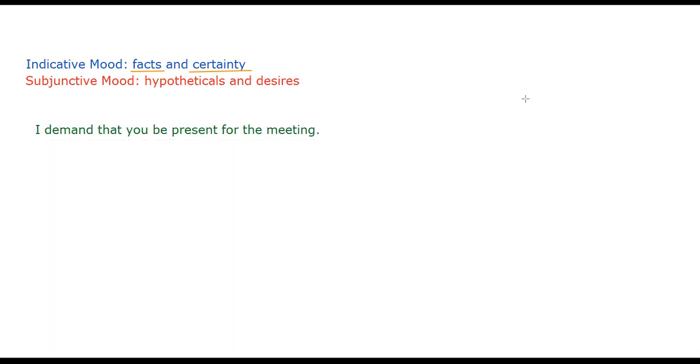So here we have be, which might confuse some people, but we use be here because be is the present subjunctive. And we're using the subjunctive here because we want someone to be present for the meeting. Someone isn't actually present for the meeting, but we want them to be. And that's why we use the subjunctive to express desires.